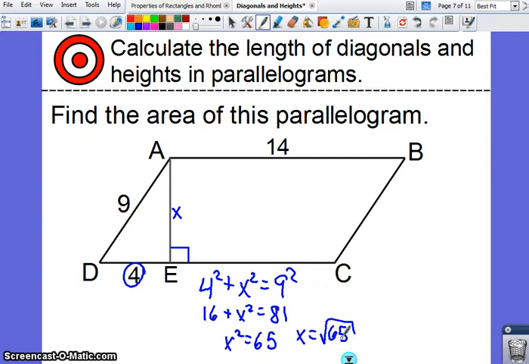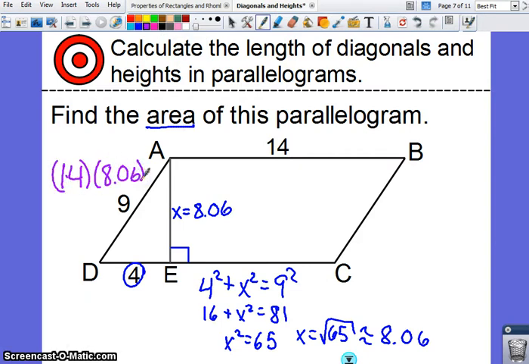And for these, don't worry about getting an exact answer. Approximate is fine. So if I plug that into my calculator, that gives me 8.06. So on and so forth. I just cut it off right there. So my height is 8.06. So now I can find the area of my parallelogram. So give me 14 times 8.06. Okay. So this is 112.87 for my area.